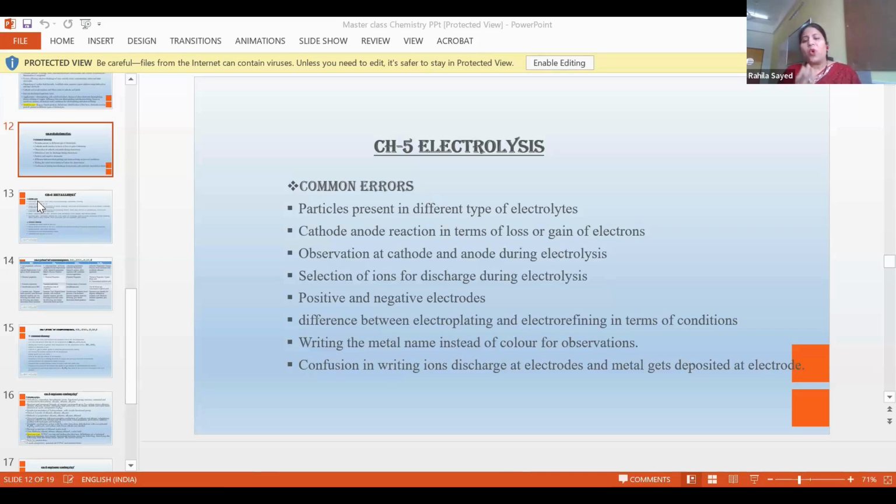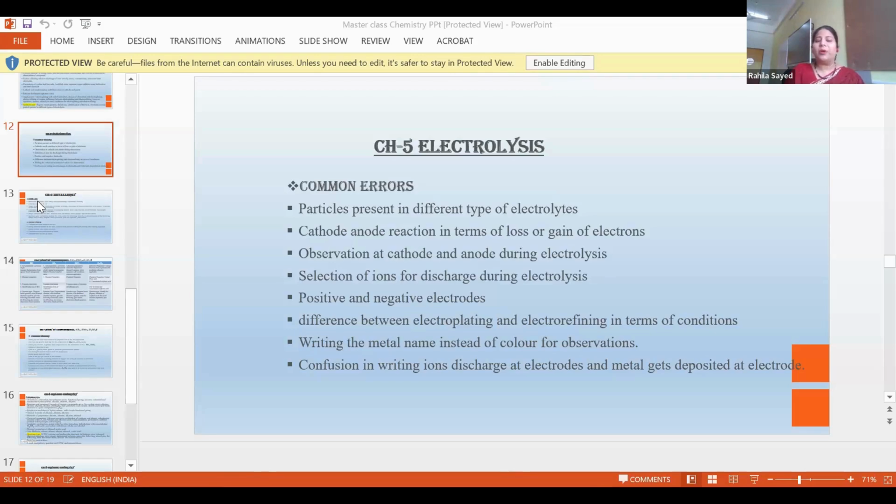And whatever observation is there, the color of the metal is a must. If a gas is evolved, the color of the gas has to be there. Hydrogen is a colorless gas, so bubbles are seen, that you have to mention. Okay, and a chemical test for the gas as always. So selection of ions for discharge during electrolysis, positive and negative electrodes, you forget about this also.